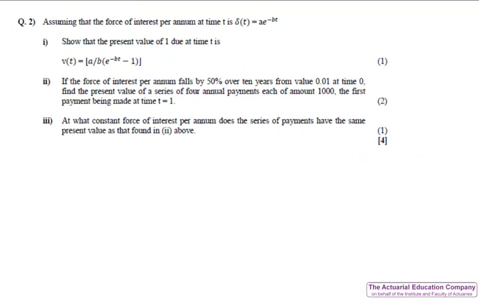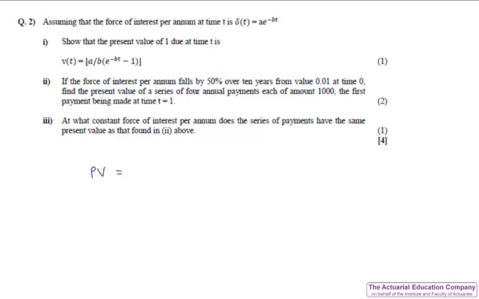This question tests variable force of interest from Chapter 3 of the notes, but it doesn't test payment streams from Chapter 5. In the first part of the question, we're asked to obtain the present value of 1 unit due at time t. This will be straightforward.